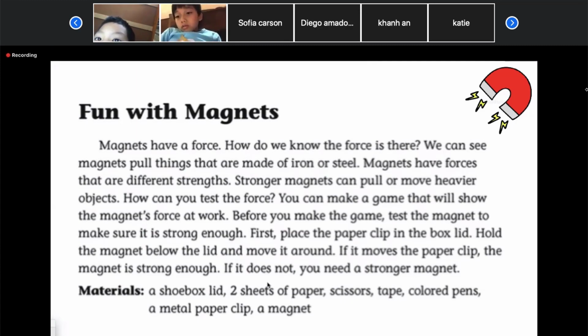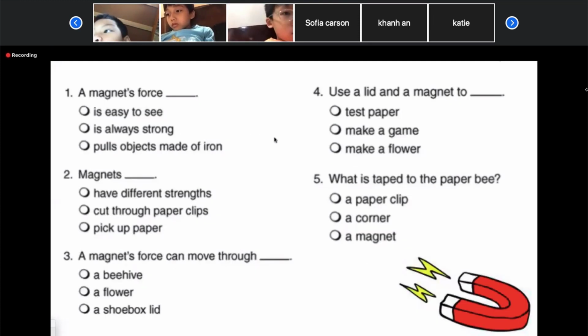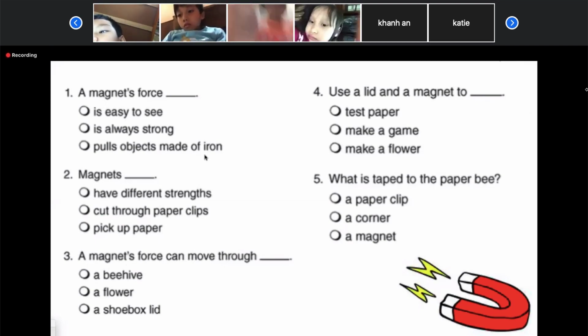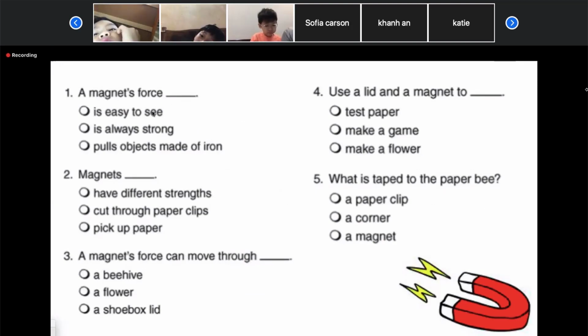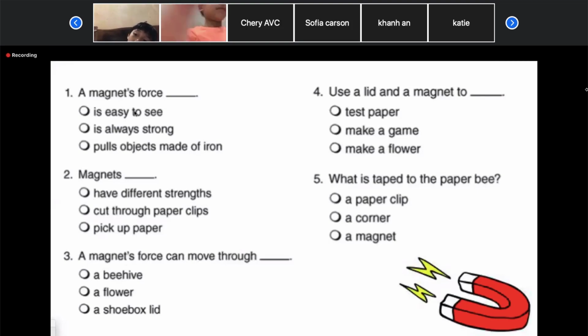Does anyone have questions about what we just read? We're going to answer some questions. Actually, let's answer some questions before we learn how to make our game, so we know what's happening here. A magnet's force is easy to see, is always strong, or pulls objects made of iron. Let's go back to our story. So what does a magnet's force do? Number one, is it easy to see? Is it always strong, or does it pull objects made of iron?